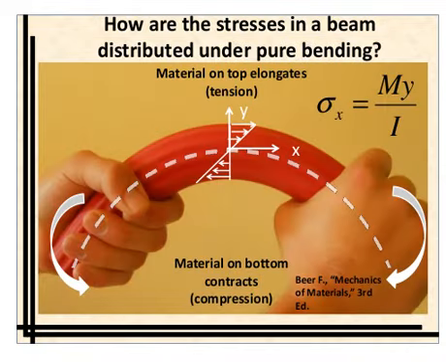So now what we're going to do is look a little bit at how the stresses in a beam are distributed under pure bending. What I've done here is put this dashed line here, and this indicates the neutral axis of the beam, and that is the part of the beam that experiences neither tension nor compression. The material there is more or less its same length. Well, it is its same length theoretically.